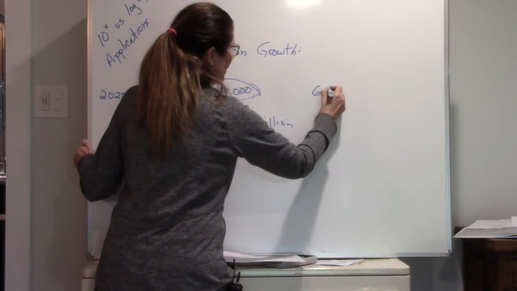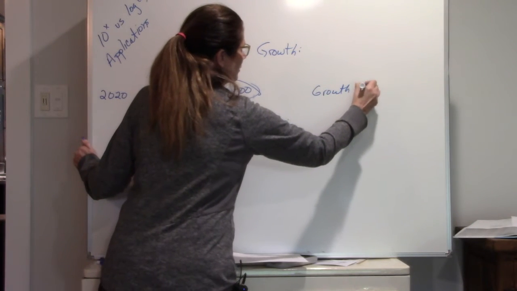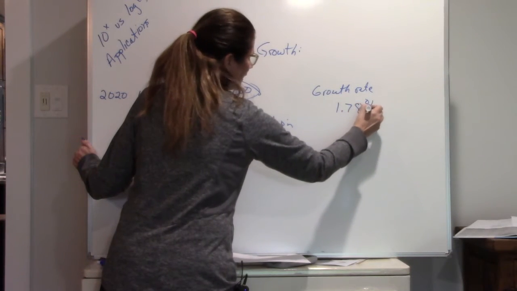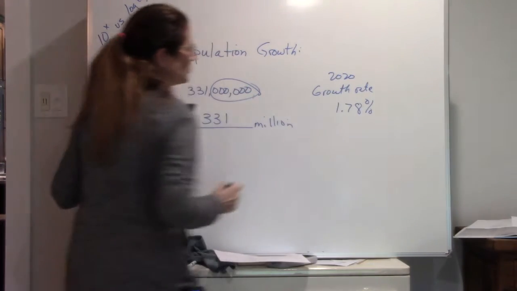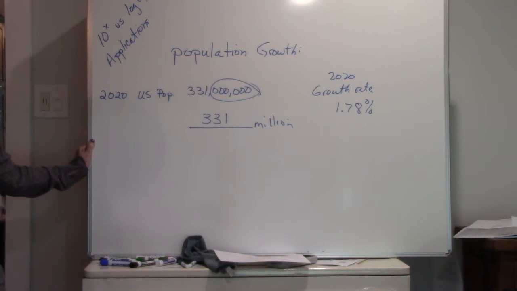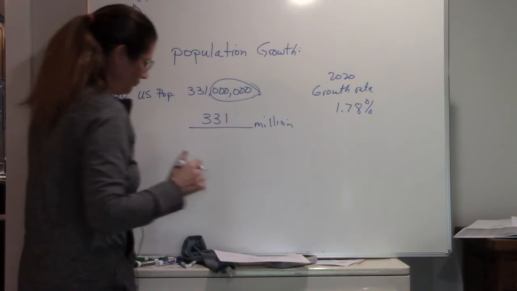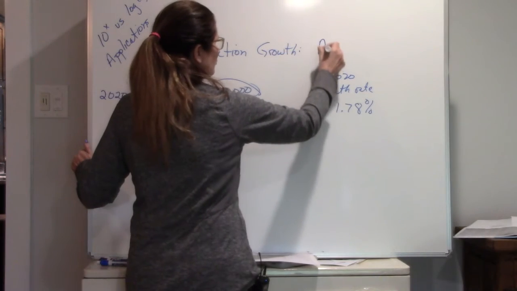Then the exponential growth rate in 2020. So the growth rate right now is 1.78%. So this is in the year 2020. Okay, so we have approximately 331 million people in the United States, and the growth rate is 1.78%. Okay, all right, so the population growth formula is going to look familiar to you.